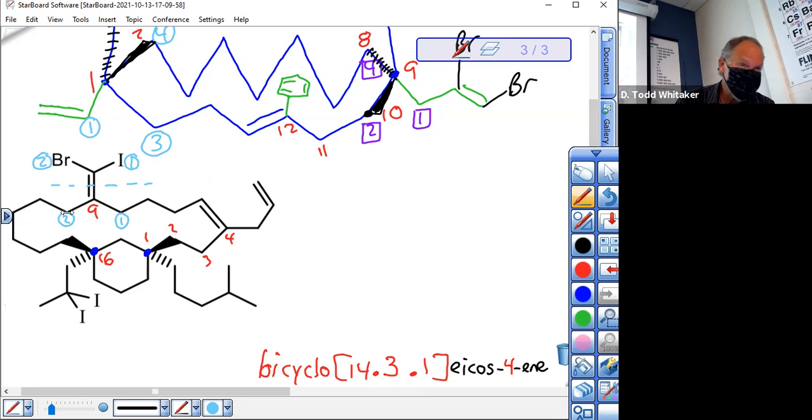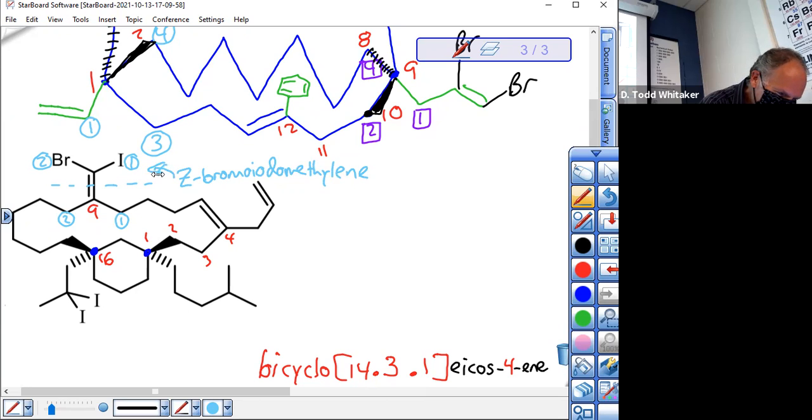Because the Z is not in the rings, is it? It's outside the rings. So I'll write the name here. It's a Z bromo iodo methylene. That's this thing right there. It goes by B. And this one down here, it goes by I.